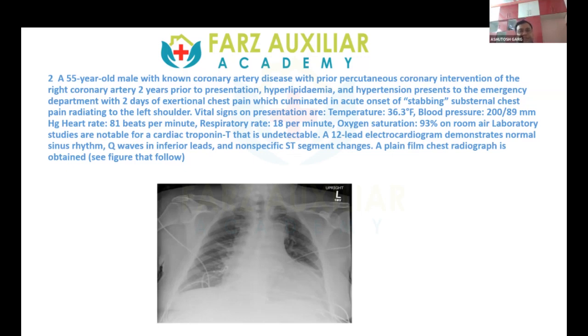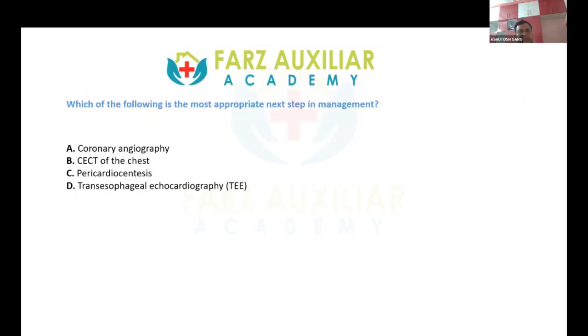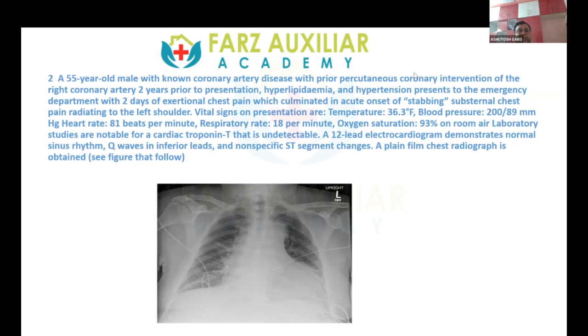Plain film chest X-ray is obtained. Which of the following is most appropriate next step in the management? Angiography, CECT, pericardiocentesis, or transesophageal echocardiography? Somebody is saying C. Okay, so what is your diagnosis?